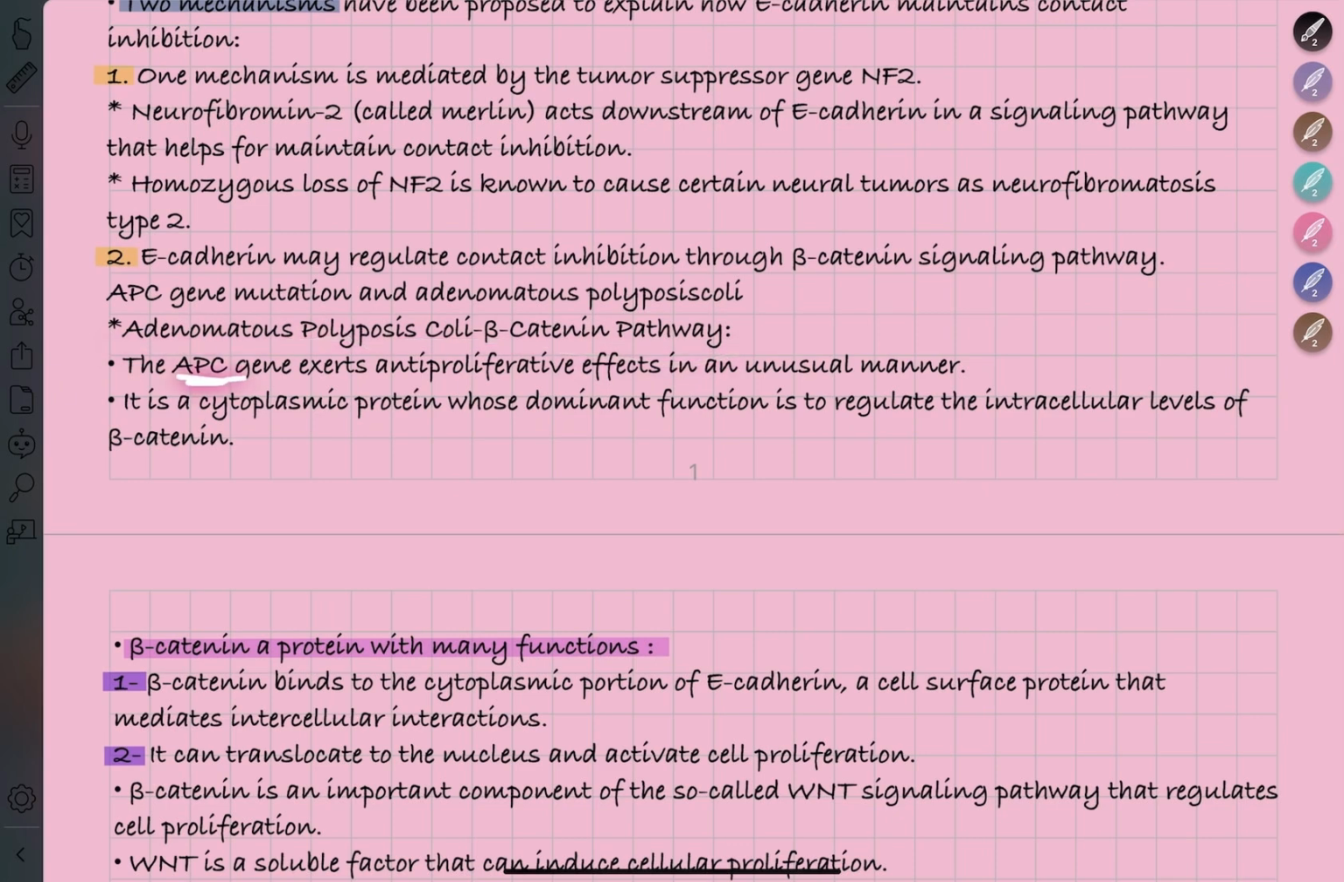The APC gene has an anti-proliferative effect in an unusual manner. It's a protein in the cytoplasm. What does it do? It regulates the intracellular levels of beta-catenin. It notices if there is an extra amount of beta-catenin, which means beta-catenin is going to go to the nucleus and cause proliferation. The APC gene is just going to regulate the amount. If that amount exceeds a specific number, then we have to destroy them, because this can cause a large amount of unneeded proliferation. So really simple.